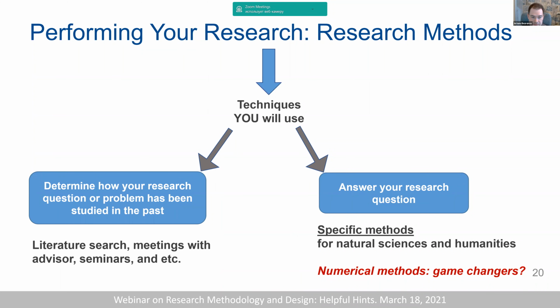The activities performed are literature search, meetings, and seminars. However, for answering the research questions, we need to apply specific methods, and they will be different for natural sciences like physics and mathematics, and for social sciences and humanities. Here, I would like to focus on numerical methods. Are they really the game changers today?